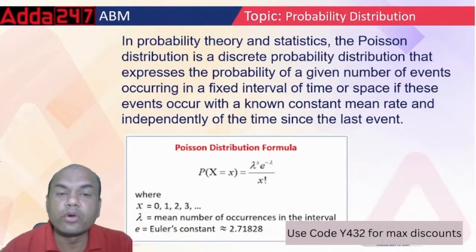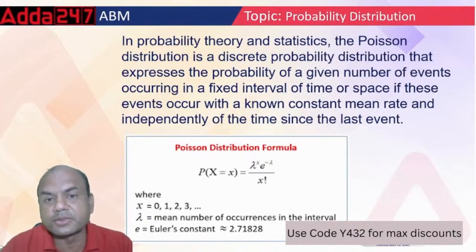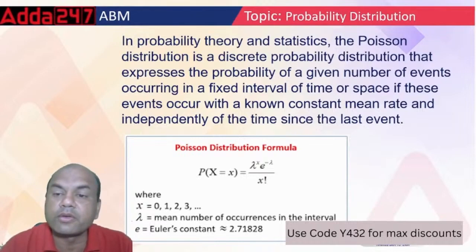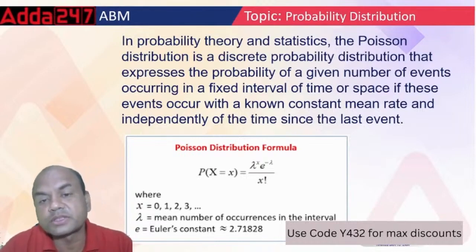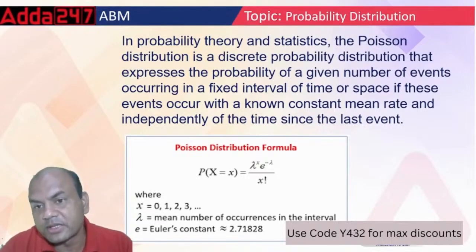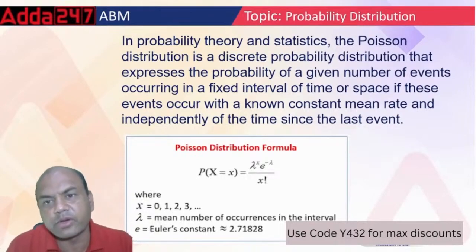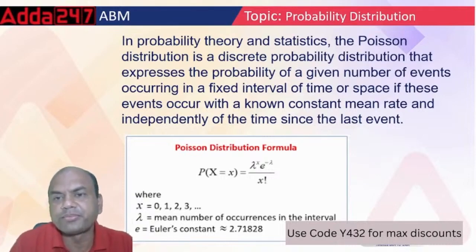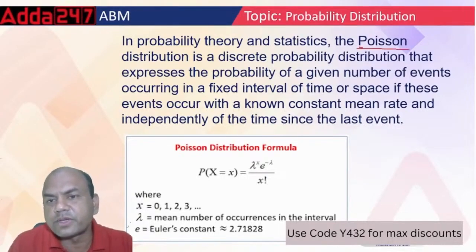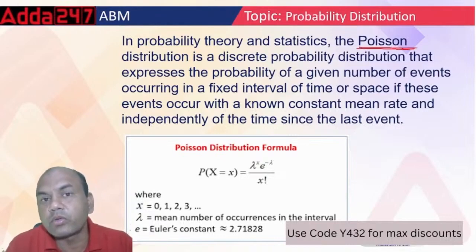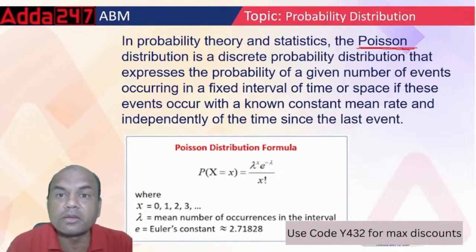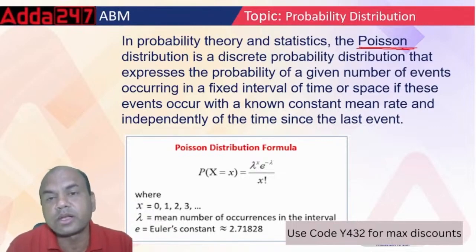Now, in Poisson, in probability distribution theory and statistics, the Poisson distribution is a discrete probability distribution that expresses the probability of a given number of events occurring in a fixed interval of time or space if these events occur with a constant mean rate. Now one thing I'll clarify over here. Remember, in the exam you will always face the problem of how to identify whether the problem is Bernoulli, binomial, or Poisson. How to identify that?